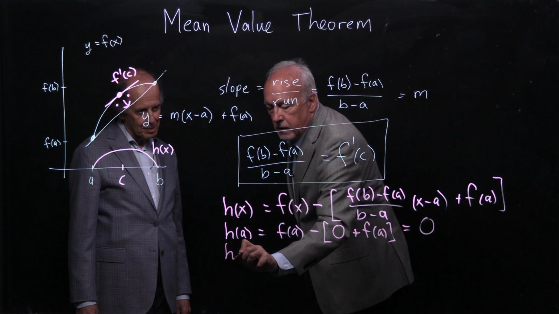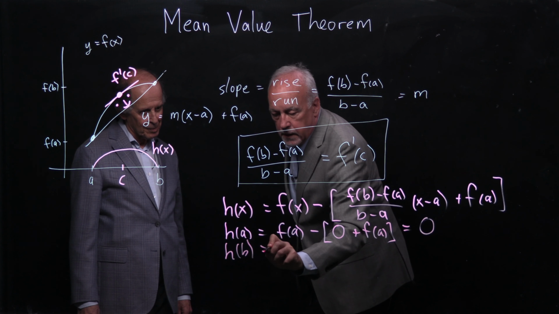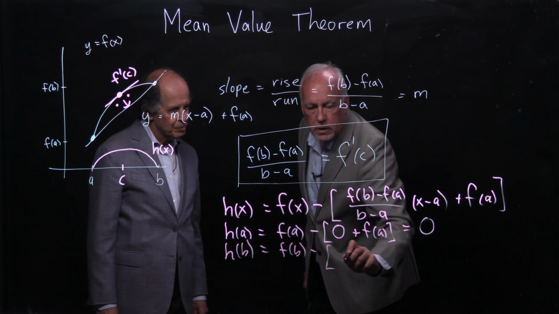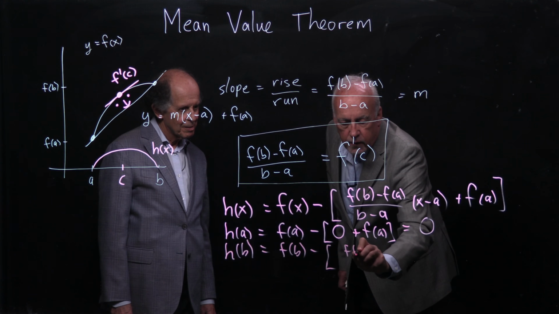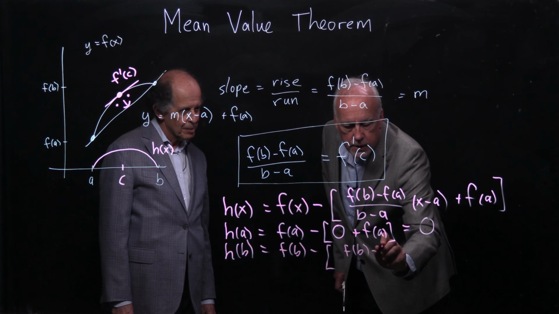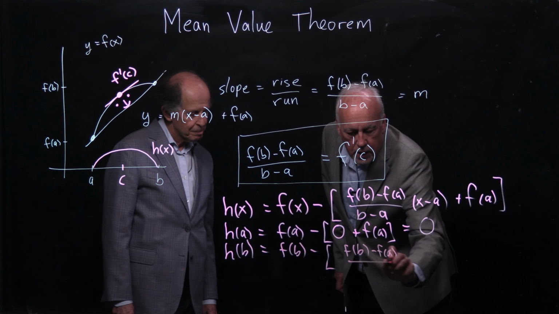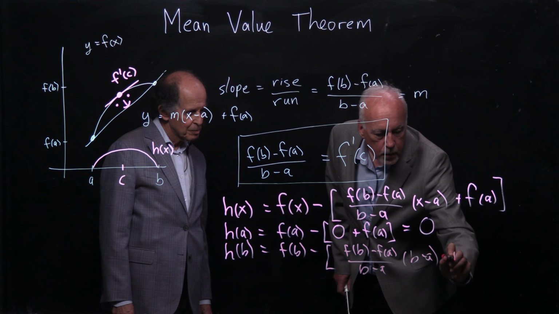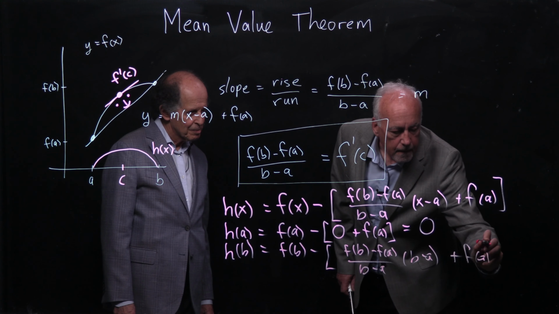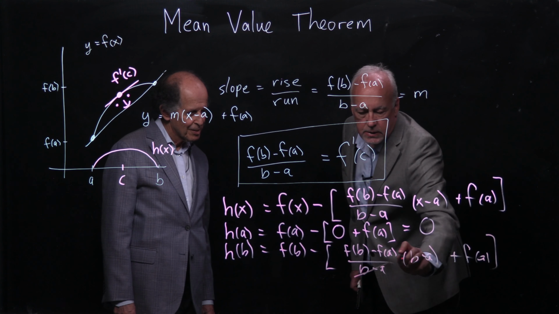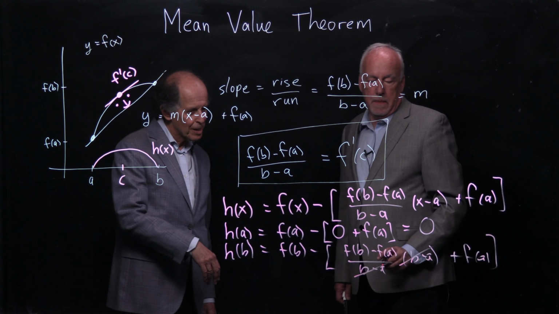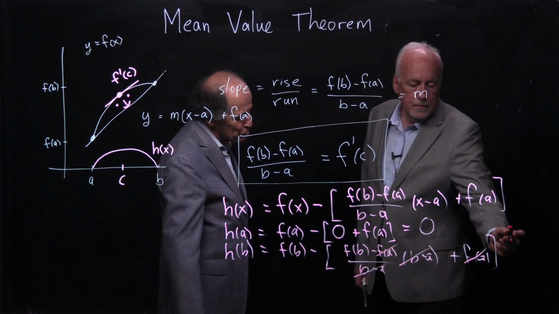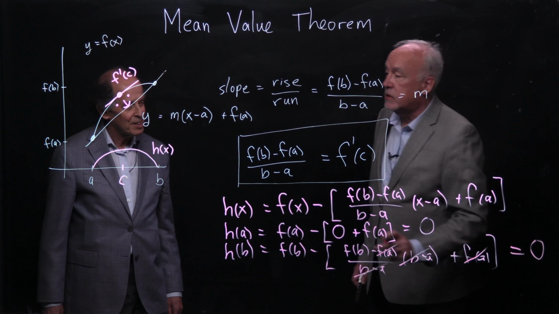Let's try h at B now. This is, of course, f of B. Now I have to work a little bit harder. I get f of B minus f of A divided by B minus A, times B minus A, plus f of A. Well, we notice this cancels that, and the f of A's cancel. And now we've got f of B minus f of B, which is, of course, also 0. So this really is h.